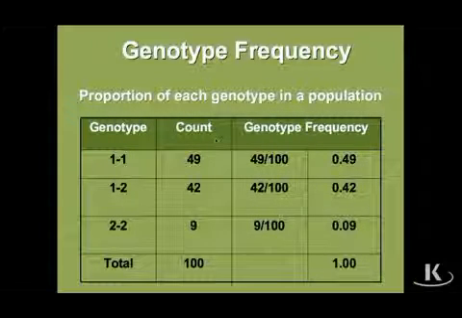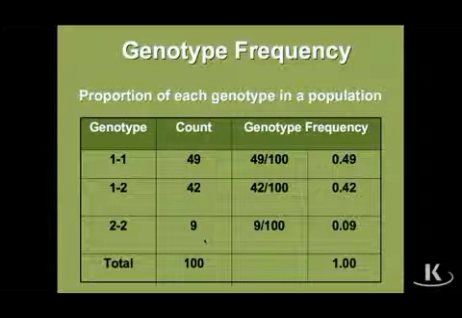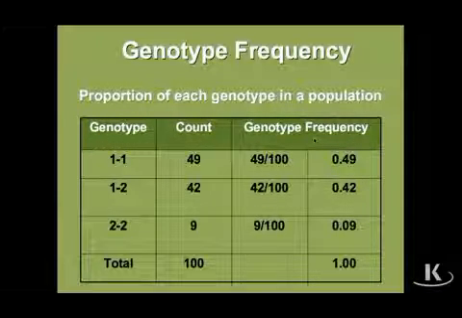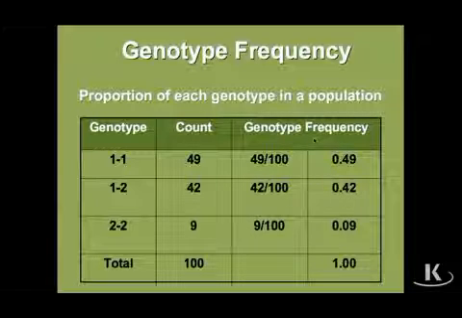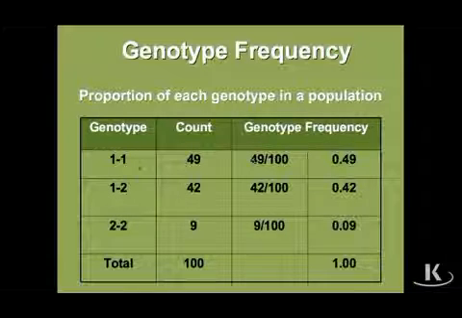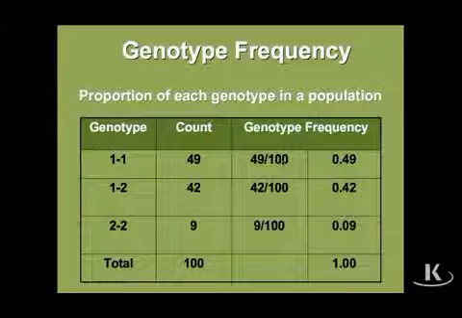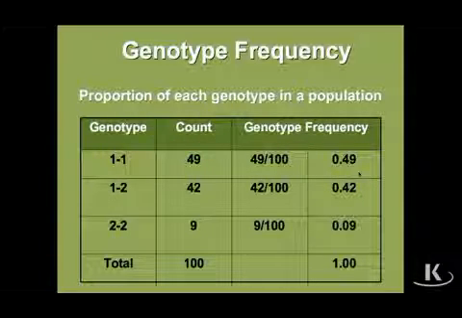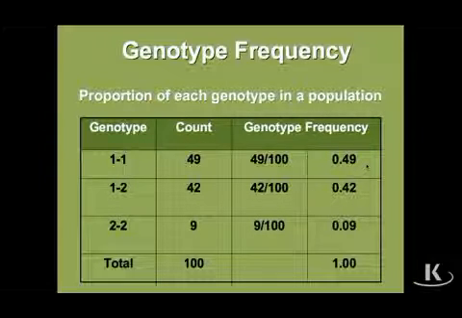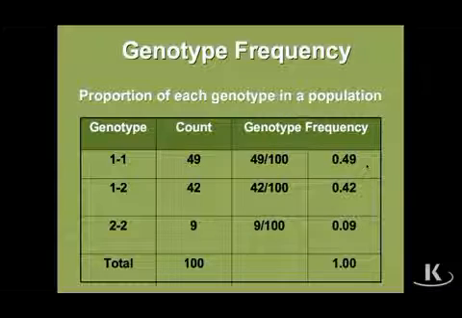So count means the raw number of people with each genotype. Genotype frequency means what fraction or what percentage of the population is found in each of those 3 possible genotypes. So the genotype frequency for the homozygous 1-1 people would be 49 divided by a total population of 100, which is 0.49 or 49%. 49% of the population is homozygous 1-1.